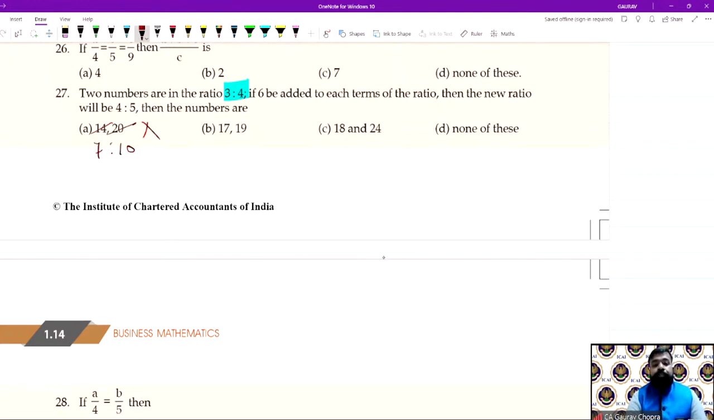A option is wrong. Option number B, 17 and 19. Again, they are not 3:4. C option, 18 and 24, yes, they are in 3:4. The first condition is verified here. Now, second condition, if 6 is added, then the ratio becomes 4:5. So add 6 to 18, we get 24, and 24 plus 6 is 30. Now, finding the ratio, 4 and 5. Yes, so we can verify the second condition as well. So option number C is correct. Okay.